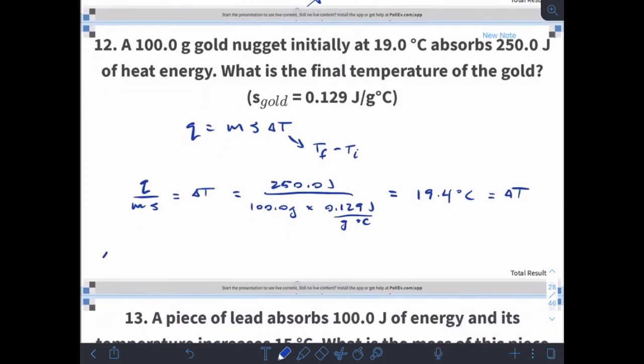Okay, so if delta T equals T final minus T initial, then T final equals delta T plus T initial. So in this case, our delta T was 19.4. Our initial temperature was 19. So T final is 38.4 degrees Celsius. Our initial temperature was 19. Our final temperature is 38.4. So our gold nugget warmed up, which is what we figured it should do if we're adding heat energy to our gold nugget.